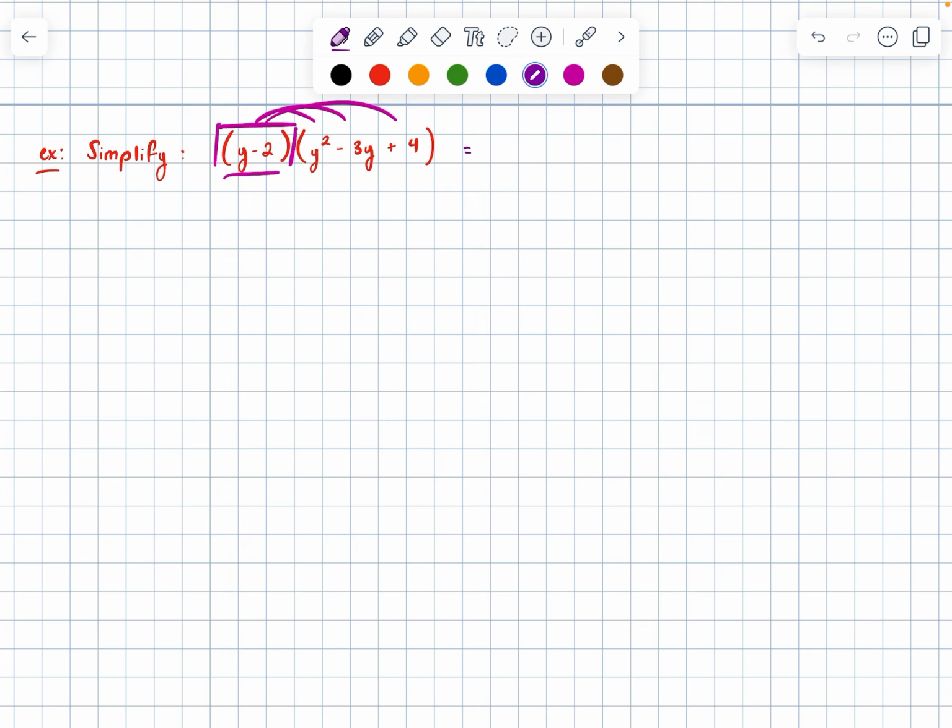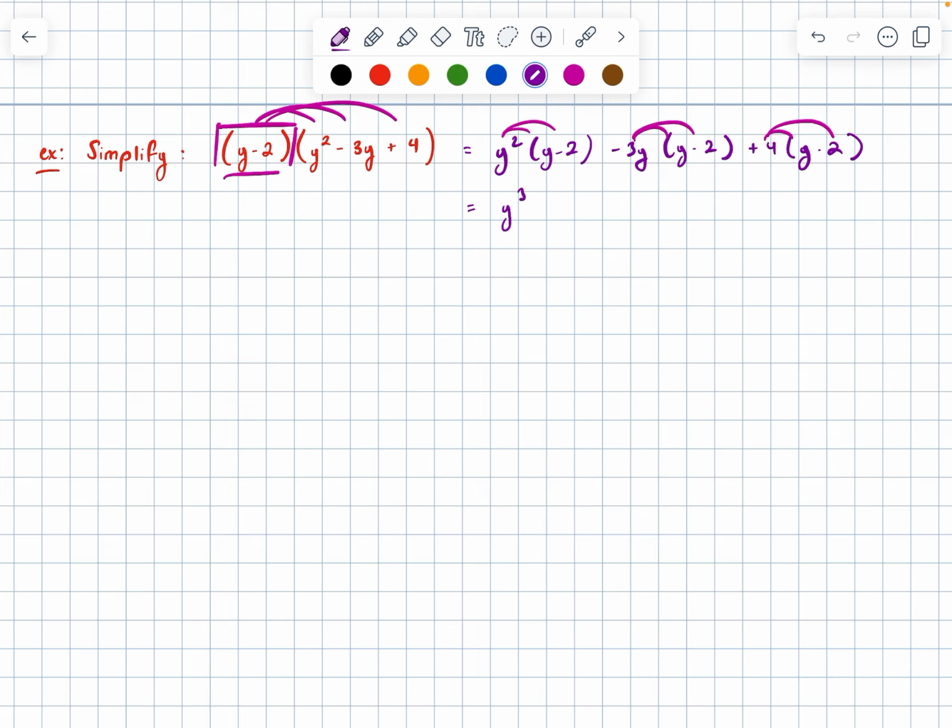Let's take this y minus 2. I'm going to give it to each of the terms in my second factor using the distributive property. So I've got a y squared that I'm going to attach y minus 2 to. I've got a negative 3y that I'm going to attach y minus 2 to. And I've got a 4 that I'm going to attach a y minus 2 to. Now I've just got to do my second layer of the distributive property.